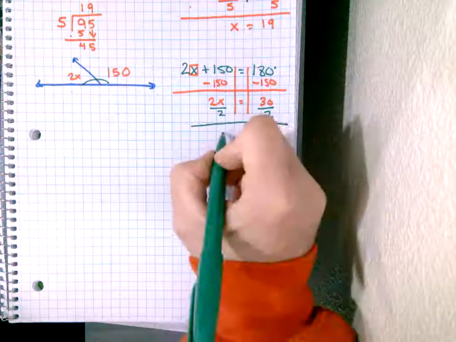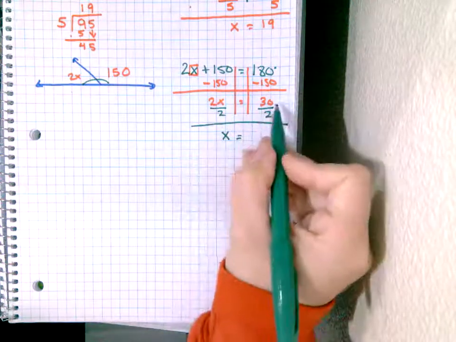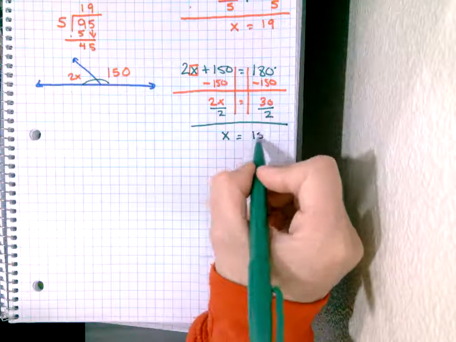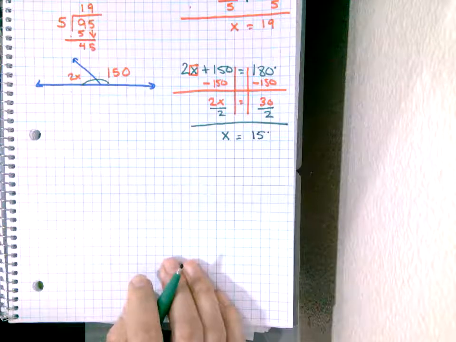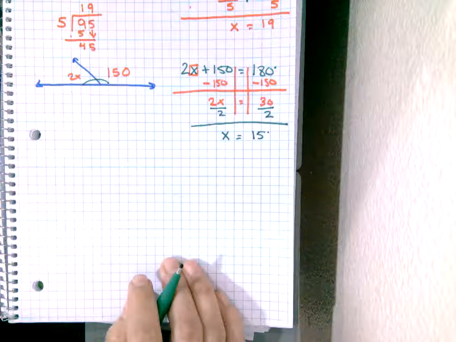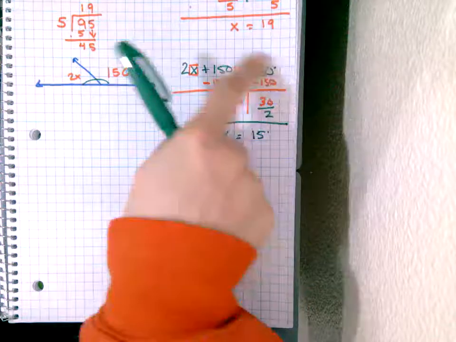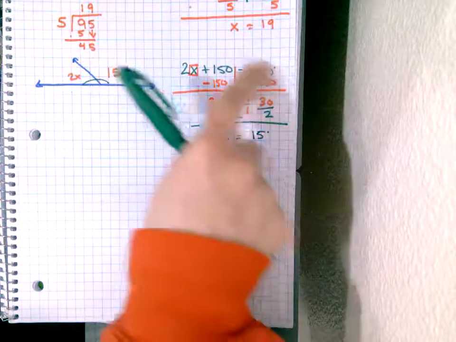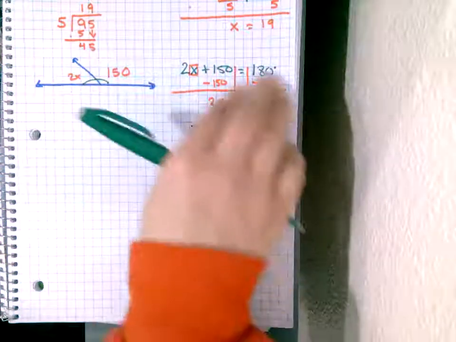You have x by itself. Then you finish it out. What's 30 divided by 2? 30 divided by 2 is 15. So x is equal to 15. Again, this is what I taught. This part I taught you back in like November, October-ish. So this is something that you should know how to do.